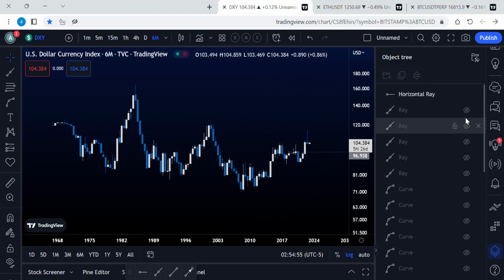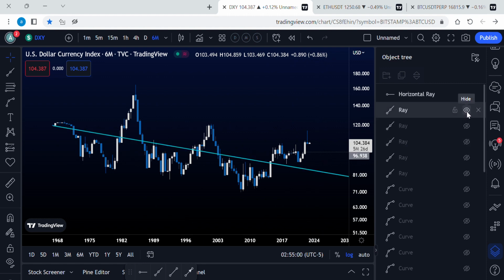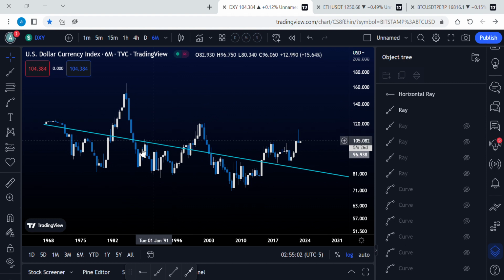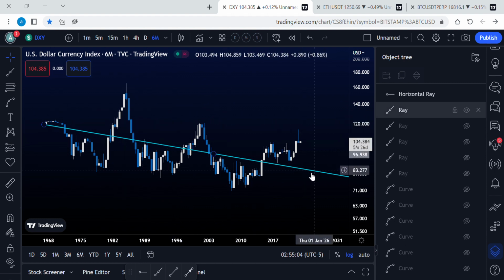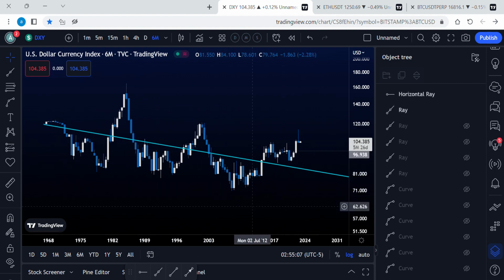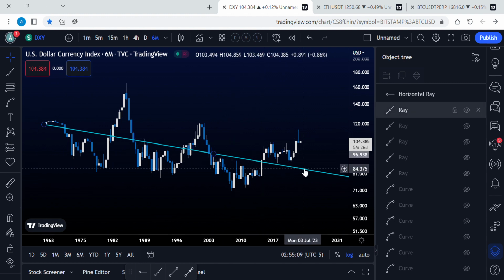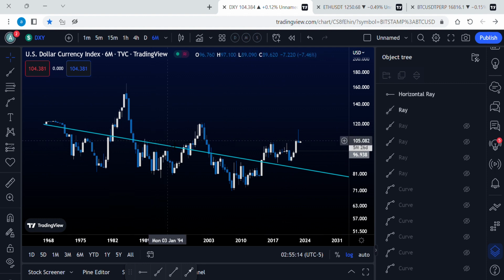I marked the lines I saw on the weekly. Okay, this one I recognized as the boss of the whole show. This is the most important line in the DXY, as I saw it, my search found it. It started in year 69. This is unbelievable. It's amazing.